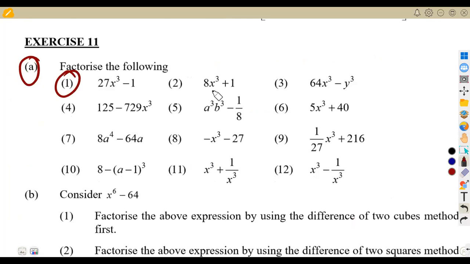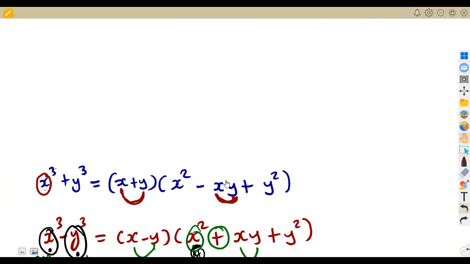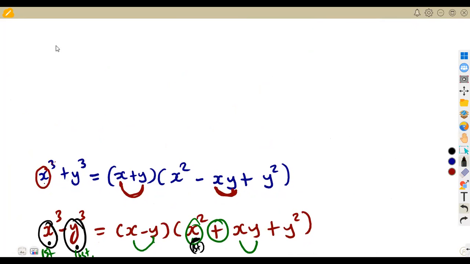Let us consider this one that has a positive, but as you can see, there's a 1, which is the same as the last part that we had. So this is 8x cubed plus 1. So you're going to have 8x cubed plus 1 in this case. All right, so that is our second question: 8x to the exponent of 3 plus 1.